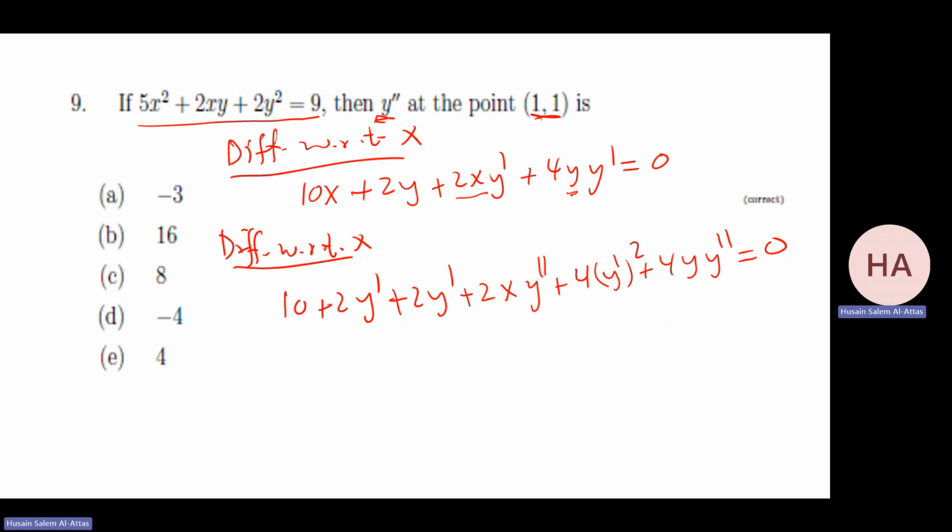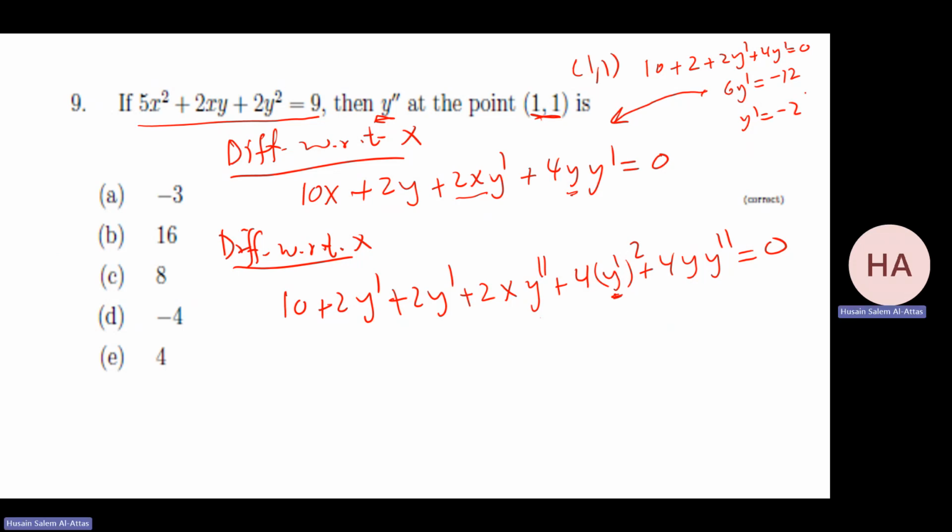What will be my answer then? I know x, I don't know y'. I can get it from here. If I plug 1 and 1 in this one, you get 10 plus 2 plus 2y' plus 4y' equal to 0. So I have 6y' equals minus 12. So y' equals minus 2.